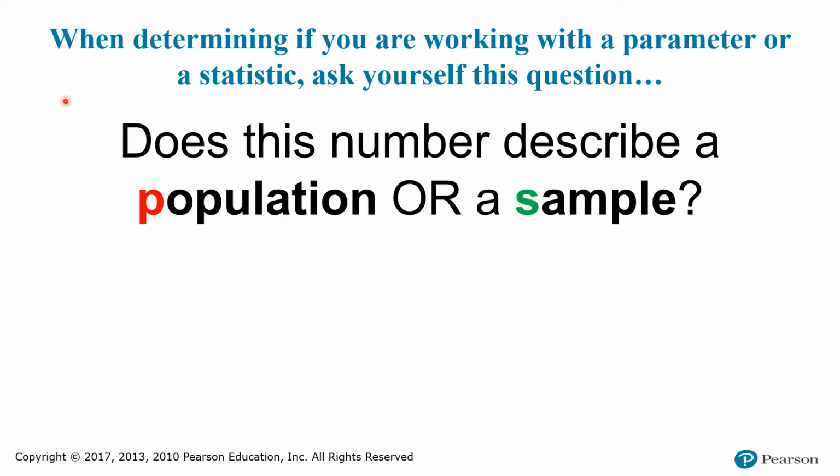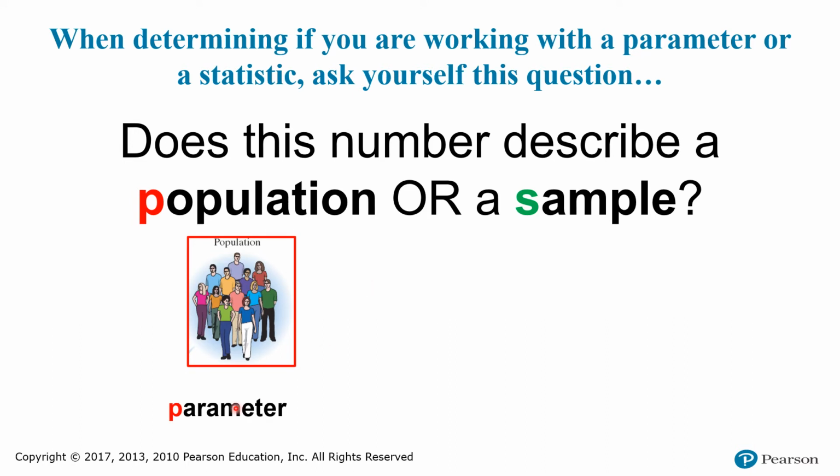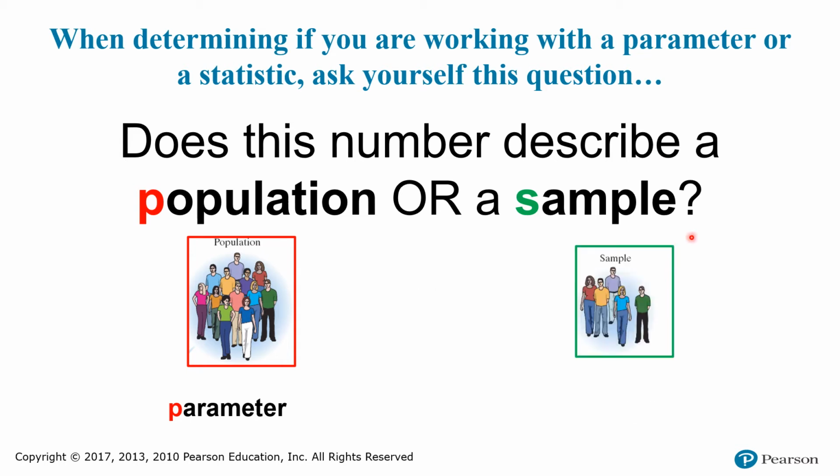So a really great way to determine if we are working with a parameter or a statistic is to ask ourselves this question. Does this number describe a population or a sample? If the number is describing a population, then we are dealing with a parameter. And the really nice part is population and parameter both begin with a P, so that can help us remember. If the number is describing a sample, a subset of that population, then we're talking about a statistic. And again, sample and statistic both start with S, which will help us remember. So you should always ask yourself, is this number describing a population or a sample?